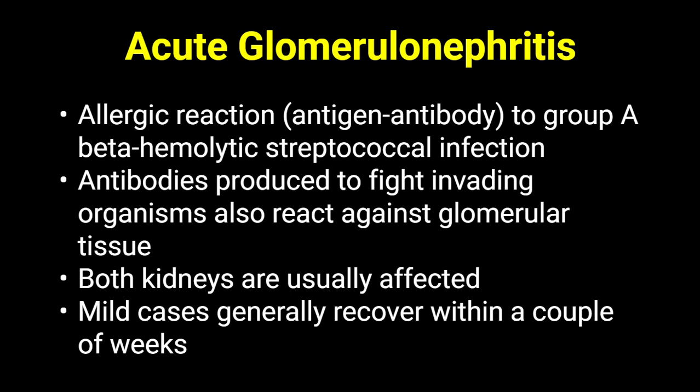NCLEX Pearl: tea or cola-colored urine equals acute glomerulonephritis. Often occurs 1 to 3 weeks after strep throat. Priority assessments: blood pressure, urine output, edema, and daily weight. Differentiate from nephrotic syndrome. AGN: hematuria plus hypertension. Nephrotic syndrome: massive proteinuria plus generalized edema.